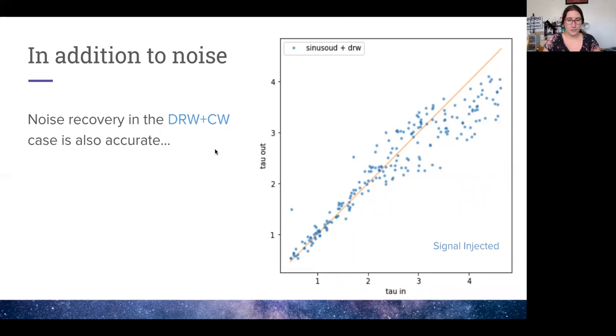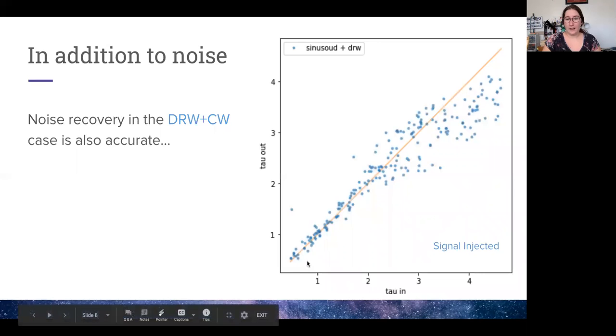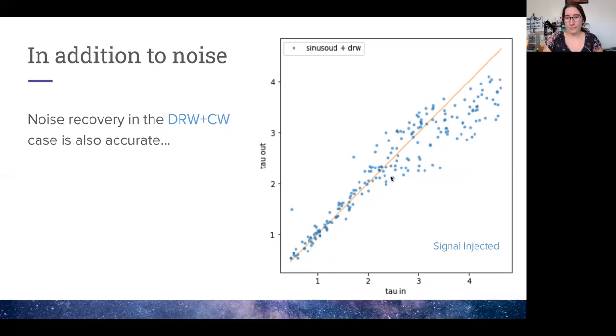We're also able to do a very similar job when we're searching over the sinusoid parameters as well as the damped random walk parameters. So you can see here, this is the same tau or rho plot that I showed before, where we're able to do a very good job down here at low tau, but then we have this turnover where we're unable to recover the high values of tau. So this is good that we're doing the same as we were before with searching over the signal as when we're not.